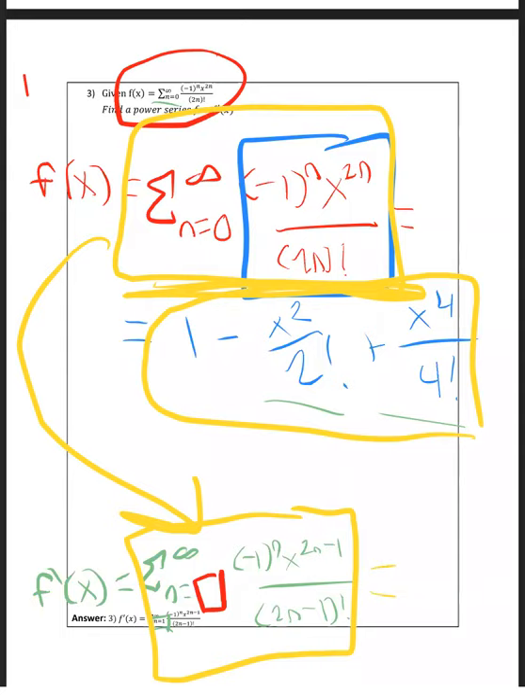Okay, I see. So the first derivative of this term is 0, right? Yes. The derivative of 1 is 0. The derivative of this term, I'm going to bring the exponent down. You're left with a 2 to the 1. And that's a 2 factorial, right? Do you understand me so far? Yeah. The next one, I'm going to bring the exponent down. I'm left with this. This is 4 factorial.